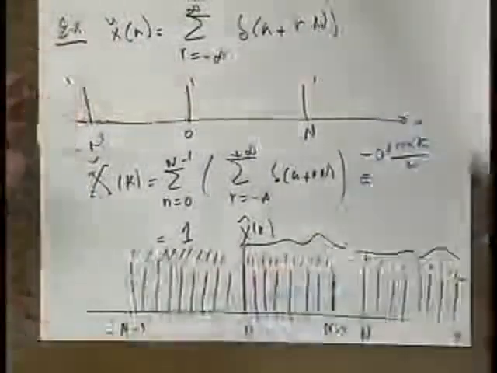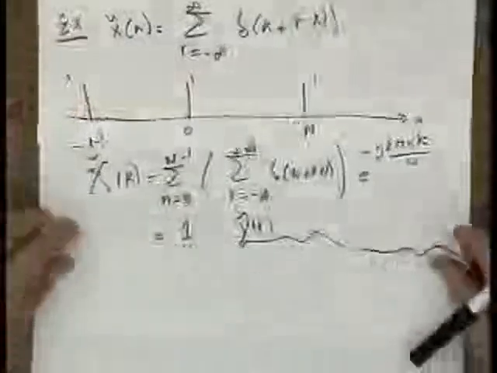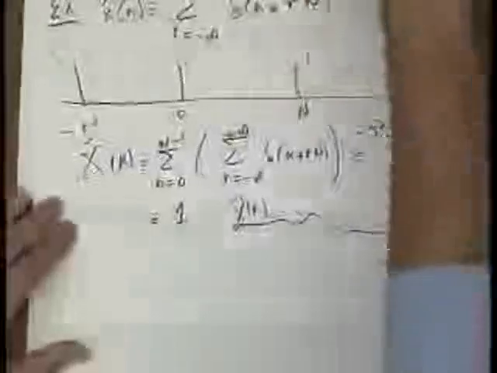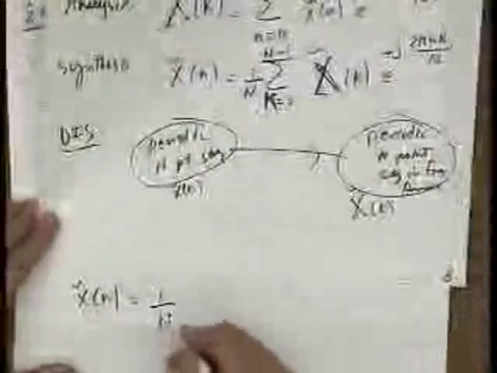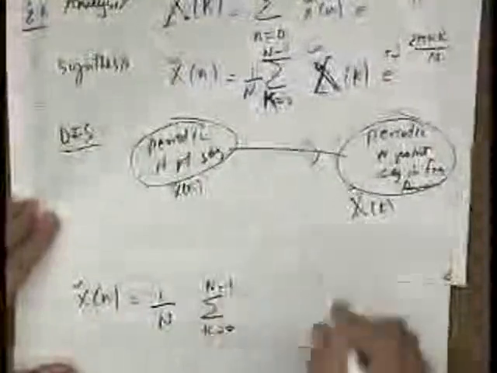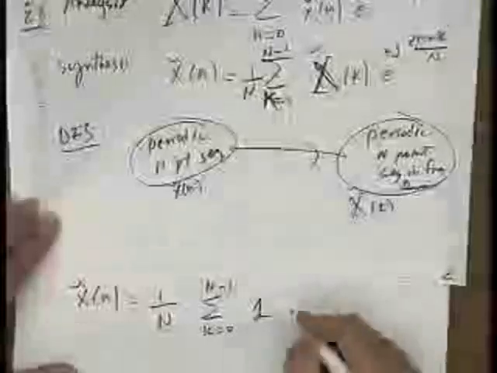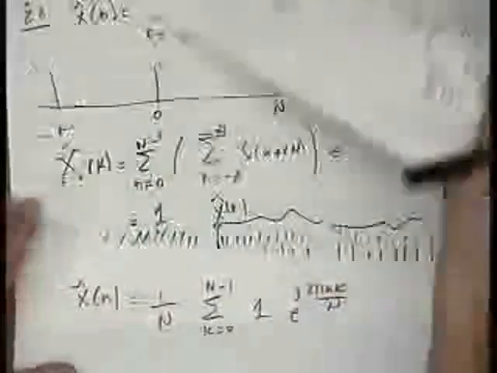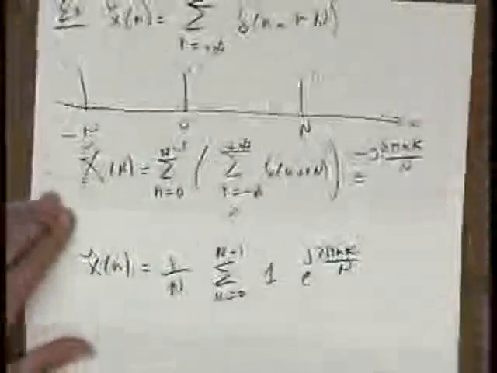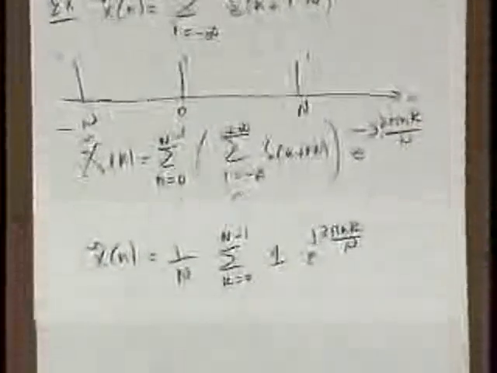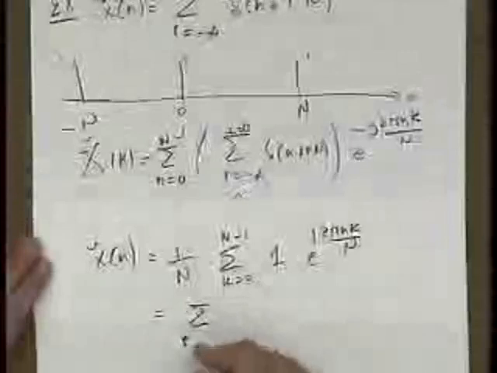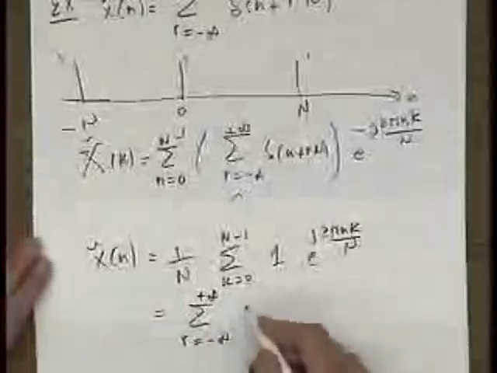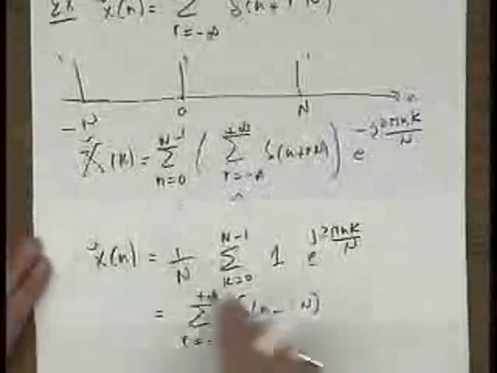So you can also do the reverse of this thing. You can plug in the synthesis equation and say that x tilde of n is 1 over N times the summation k equals 0 to N minus 1, and now x tilde of k is just 1, so 1 times e to the j 2 pi n k over N. And that is equal to, because of the forward Fourier transform, the summation over r from minus infinity to plus infinity of delta of n plus rN. That is what our x of n is.